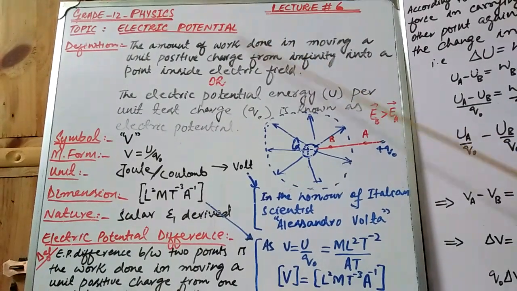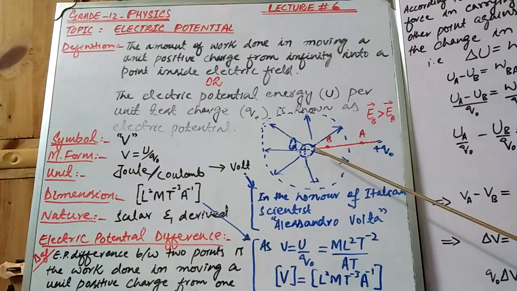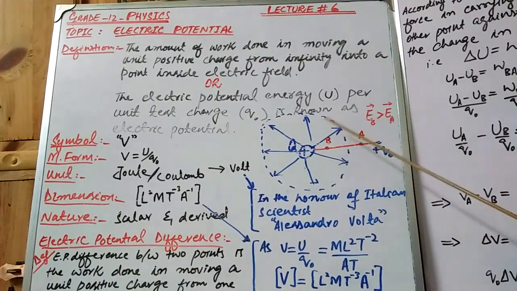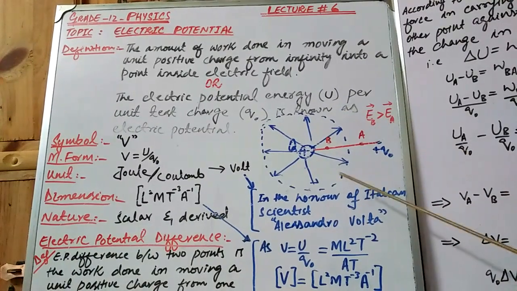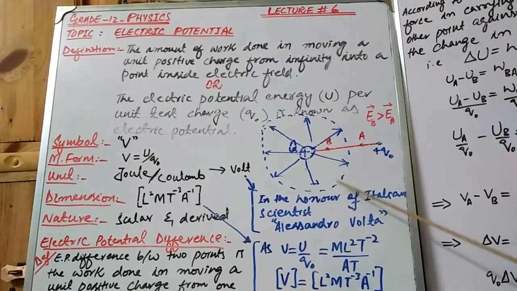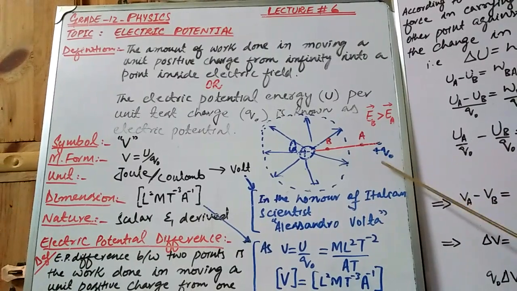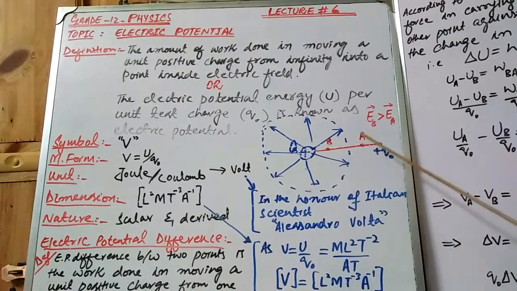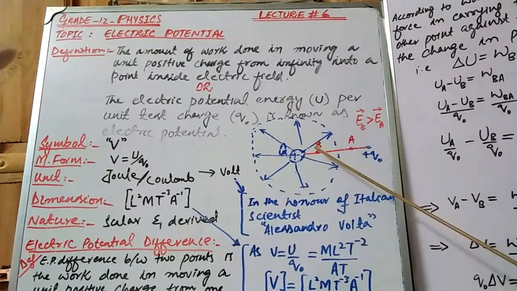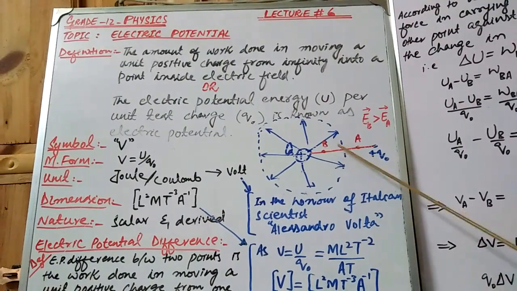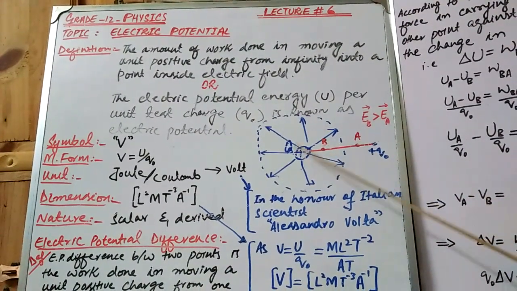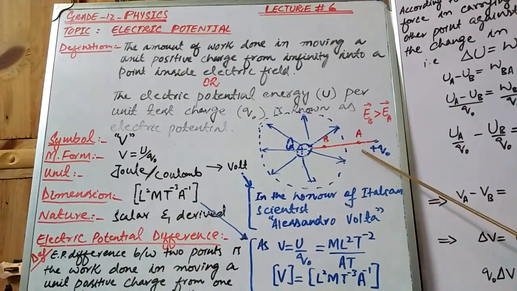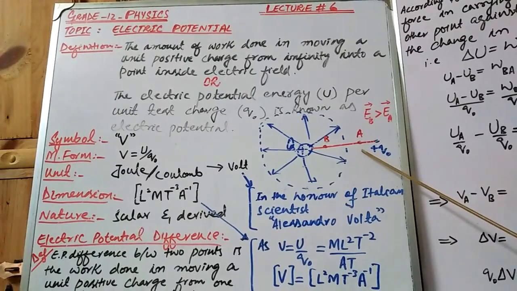For the explanation of this definition, here I am considering a source charge plus Q. Around this source charge, there is an electric field represented by this dotted circle. By taking another test charge Q naught, I am taking 2 points, point A and point B. Point B lies within the electric field of the source charge, whereas point A lies beyond the electric field.